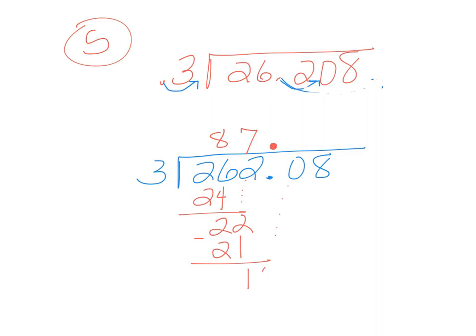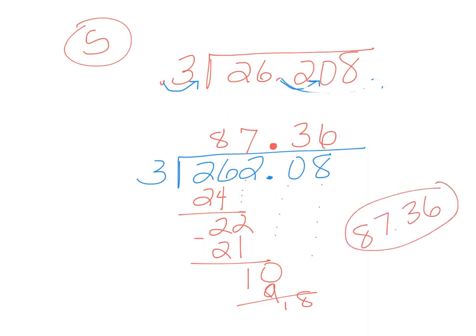I'm going to bring down the 0. 3 goes into 10 3 times. 3 times 3 is 9. Subtract, bring down the 8, and 3 goes into 18. It goes in 6 times evenly. So my answer is 87.36.